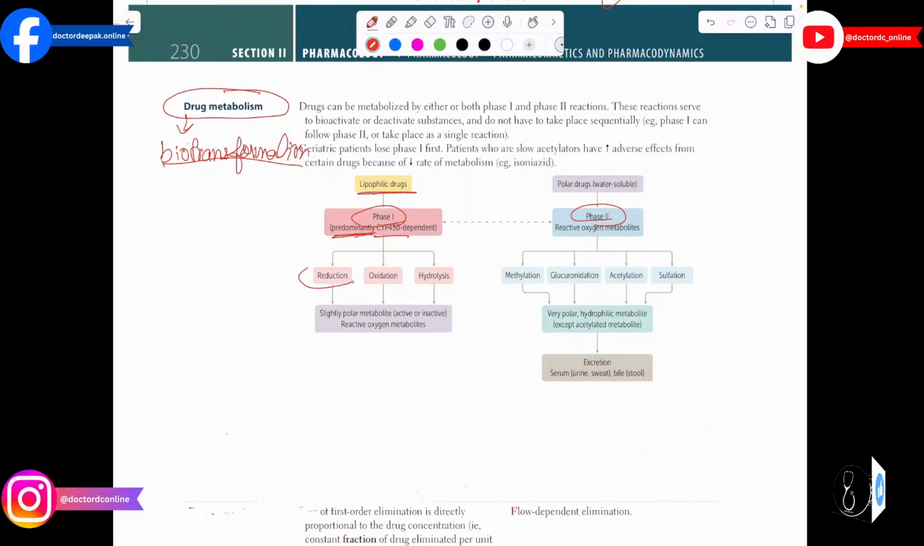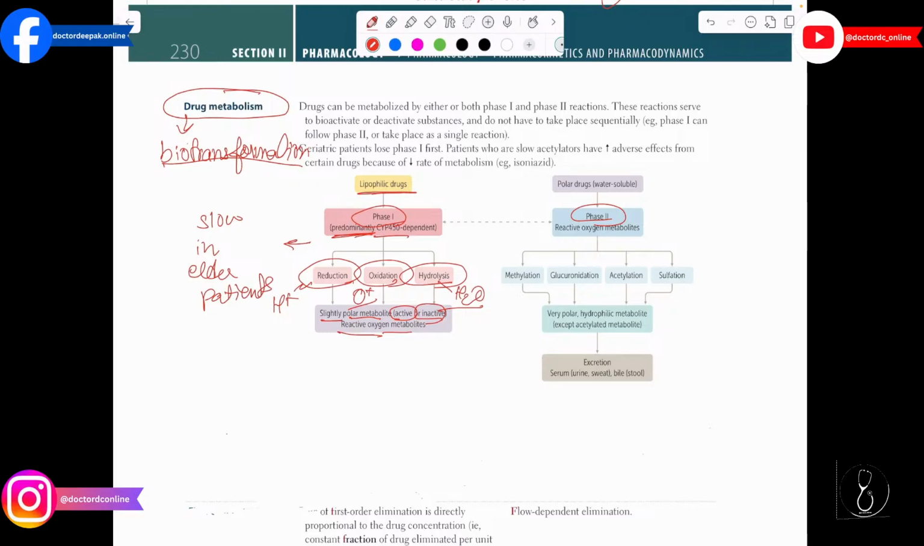Phase 1 includes reduction, oxidation, and hydrolysis: reduction is the elimination of hydrogen, oxidation is the gaining of an oxygen molecule, and hydrolysis is the breakdown by water molecule. It makes slightly polar metabolites that can be active or inactive products. There are two key facts about phase 1 metabolism. First, phase 1 metabolism can slow in elderly patients.